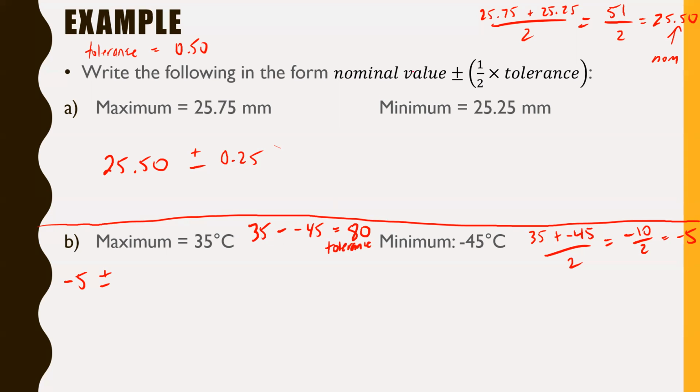When we write this in nominal value plus or minus 1/2 times the tolerance, we have our nominal value plus or minus 1/2 times the tolerance. Well, 1/2 times 80 is 40. And I'll put units on this, say 40 degrees Celsius, just so we can stay consistent here. So what this means is the range that we see here goes from -5 up 40 degrees or -5 minus 40 degrees. That's all that's going on there.